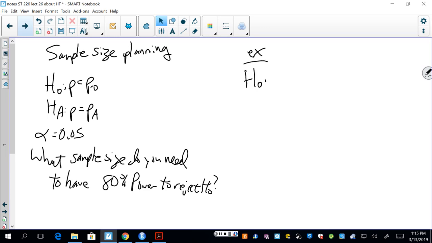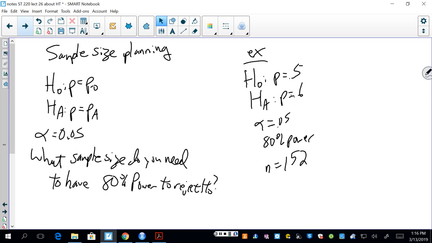So if you had a null hypothesis at a proportion of 0.5, and an alternative says that it's 0.6, and you're going to do an alpha 0.05 level test, and you want 80% power, the formula works out that you need a sample size of about 152.